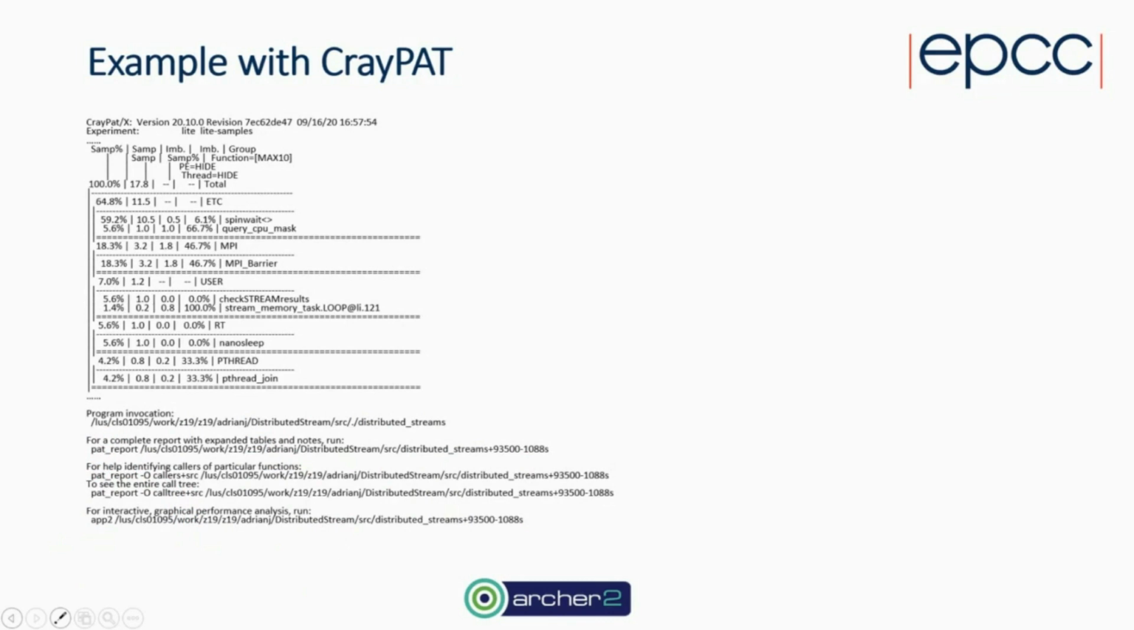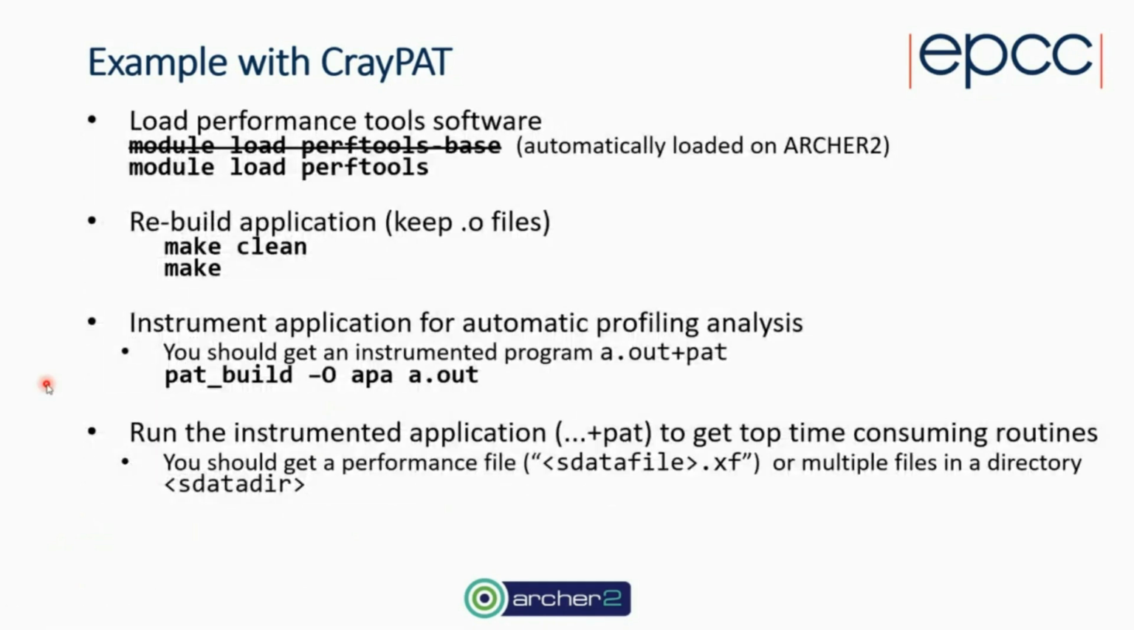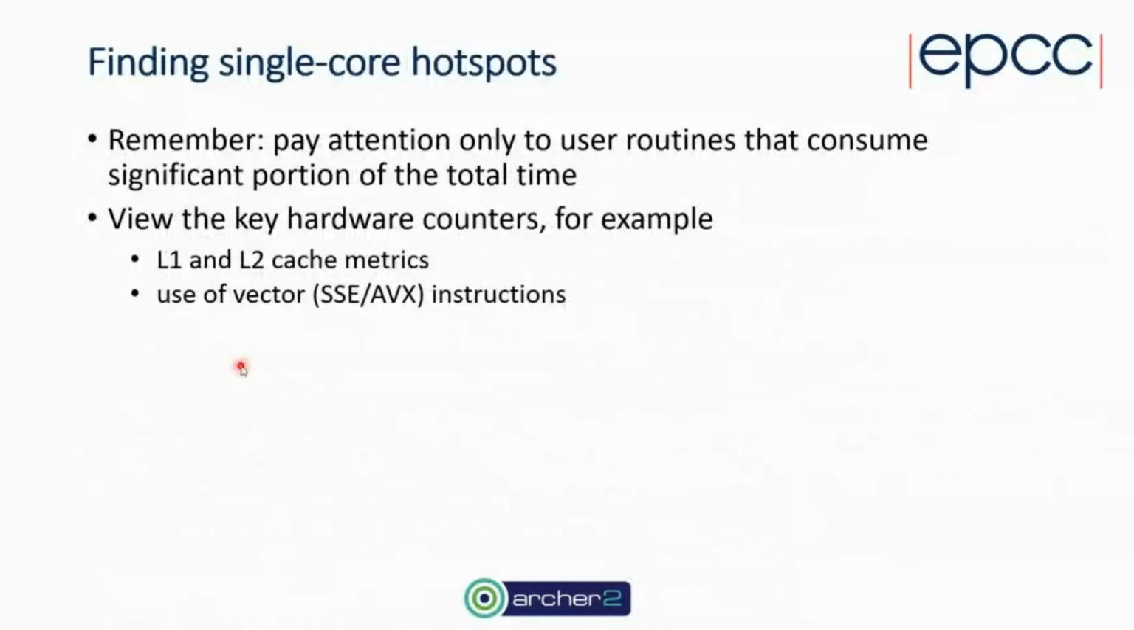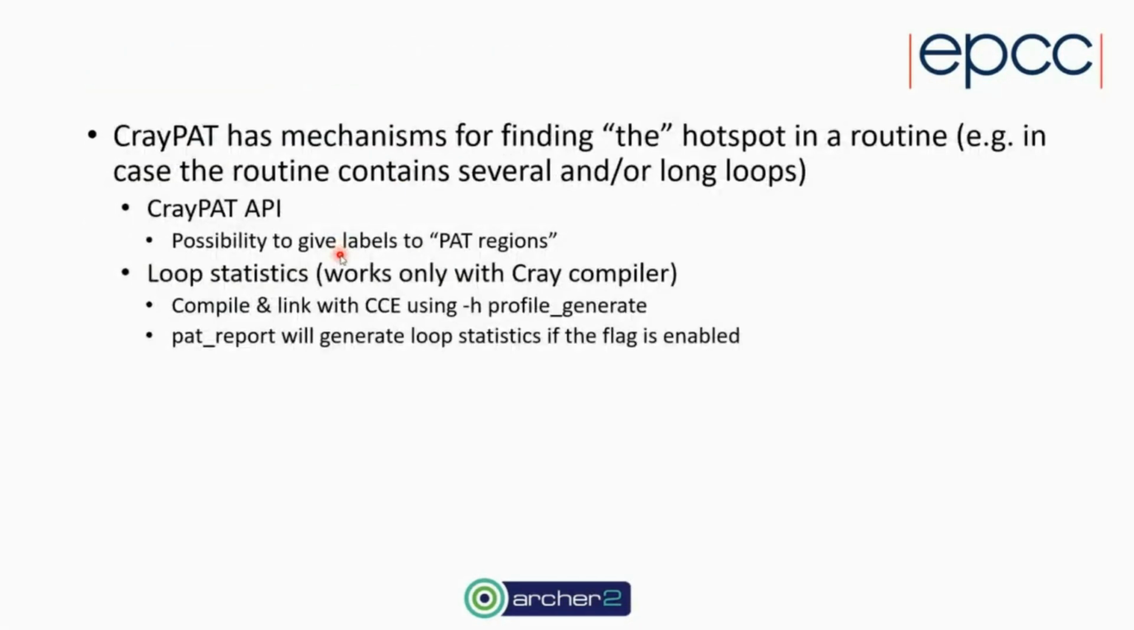Okay, and I appreciate we're going over time again as well. You can also do a more detailed thing. Rather than using perftools-lite, you use perftools. You build your application, and then you use this thing called pat_build to build an instrumented program. So you can say pat_build -O apa, give it an executable, and then it'll create a program like this called executable name plus pat, and then you run that, and that will produce you an xf file which you can run through pat_report and get more detailed information output like we saw in the other one. And you can look at things like hardware metrics from there.